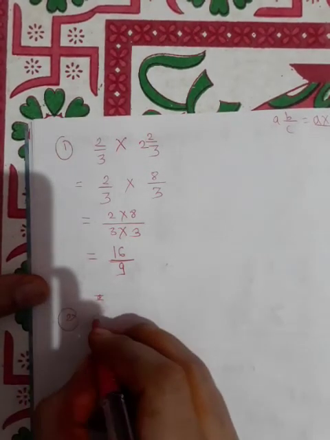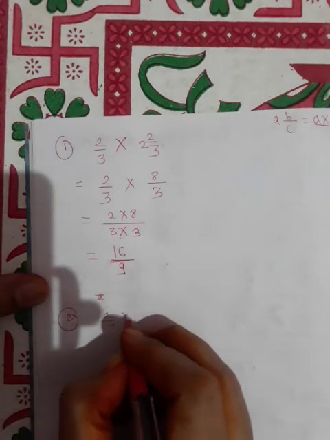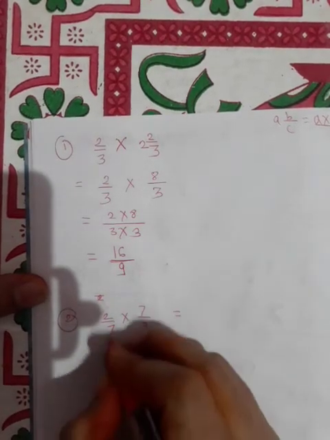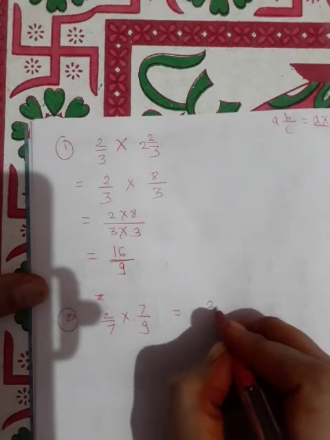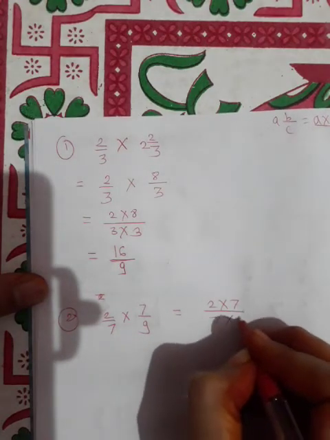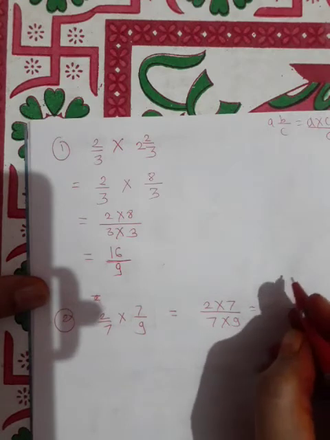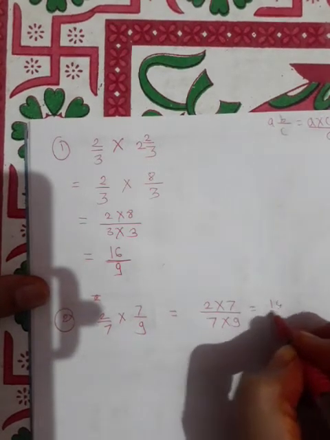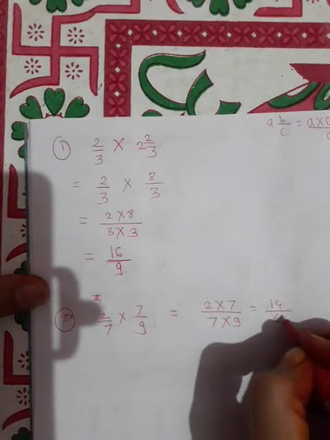Now second, they have asked 2 by 7 into 7 by 9. So what is 2 by 7 into 7 by 9? 2 into 7 upon 7 into 9, that is equal to 14 by 63.